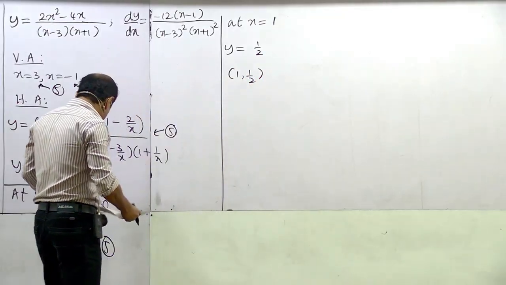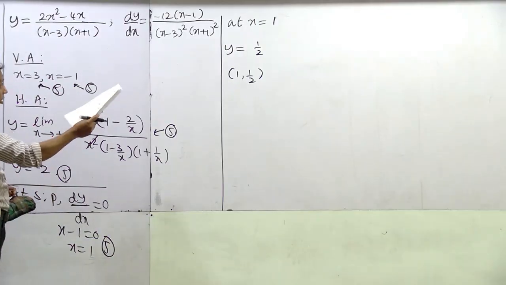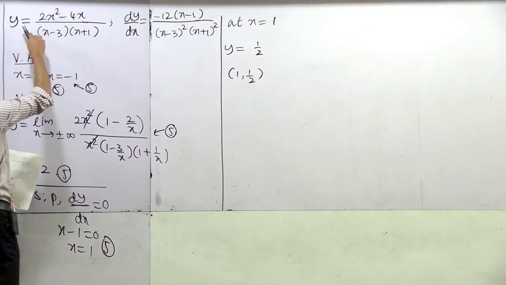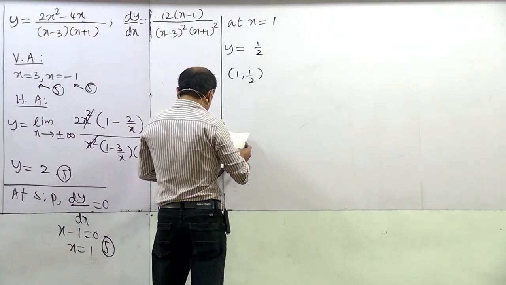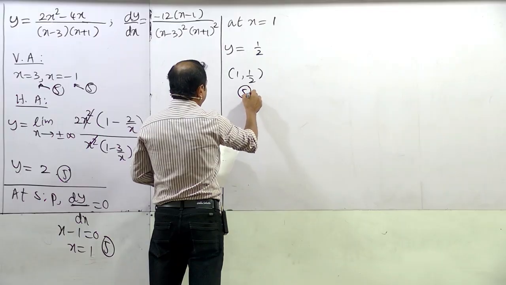The stationary point is at x equals 1, for that 5 marks given, and then put in that x equals 1 here, we can find y is half. Right, for the stationary point, another 5 marks come in.